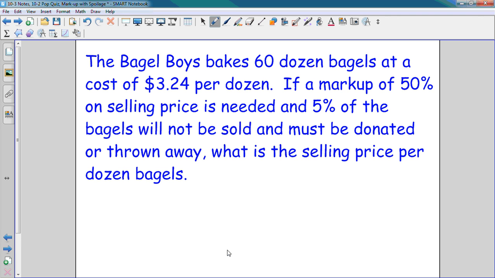First thing I need to do is figure out what is the total that I need to make in order to have a 50% markup on selling price. Well, I'm baking 60 dozen bagels at the cost of $3.24 per dozen. So what's the total amount that's going to cost me? You're going to take your 60 dozen and multiply it by 3.24 per dozen, and that's going to give you the total cost of baking 60 dozen bagels. $194.40.